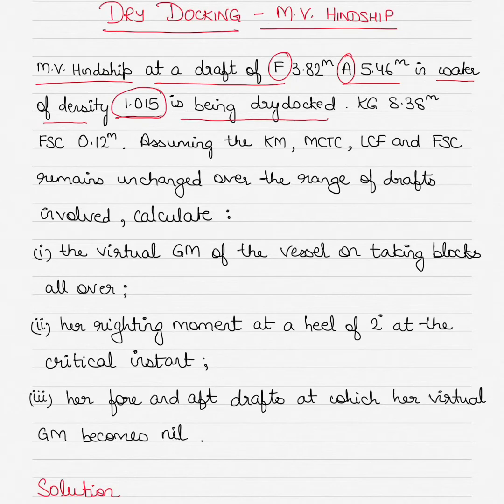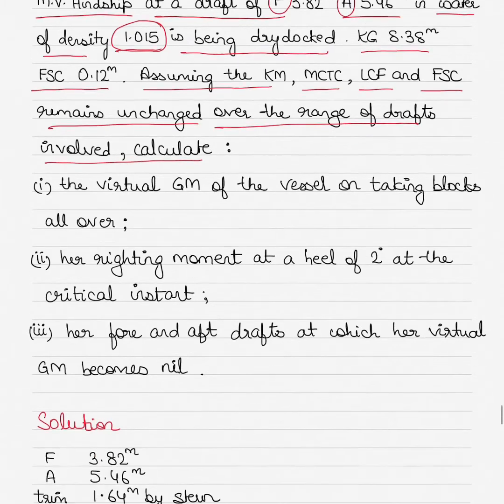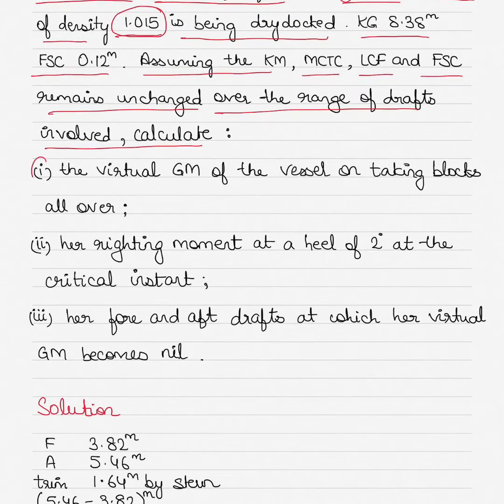The vessel is being dry docked, of course, because we are doing a dry docking problem. The KG of the vessel, that is the distance from the keel to the center of gravity of the vessel, is 8.38 meters and the free surface correction is 0.12 meters. Assuming that the KM, the MCTC, the LCF and free surface correction remain unchanged over the range of drafts involved, calculate three things. Firstly, you have to calculate the virtual GM of the vessel on taking blocks all over.